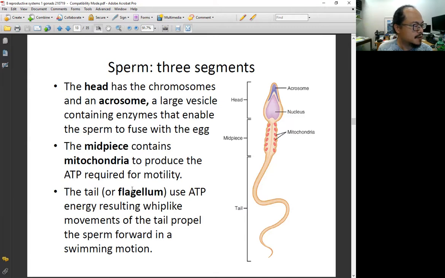So this is very common. In other cells, we may also see a similar tail structure, flagellum. And these movements require energy. Energy is provided by ATP, provided through the mitochondria.